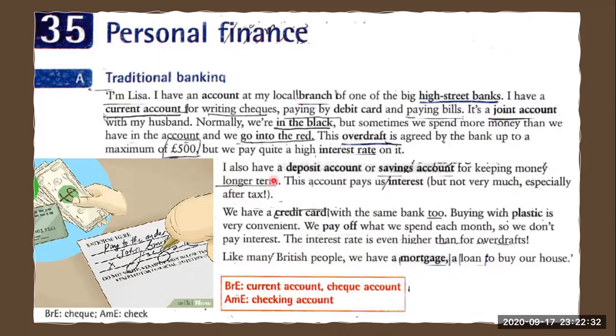Okay, important words here in the end. Deposit account, which is the same as savings account. Credit card, plastic, pay off, and mortgage. So in British English, you say current account or check account. In American English, you say checking account. So when you have a checking account, you can have checks, you can sign checks and give money on paper.